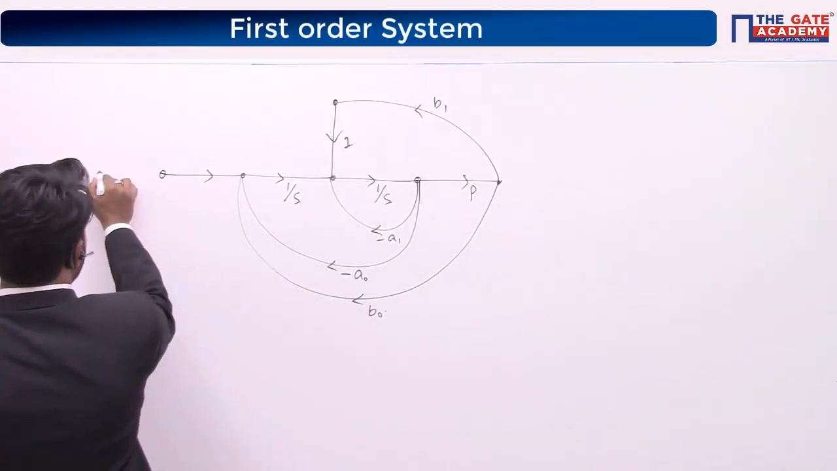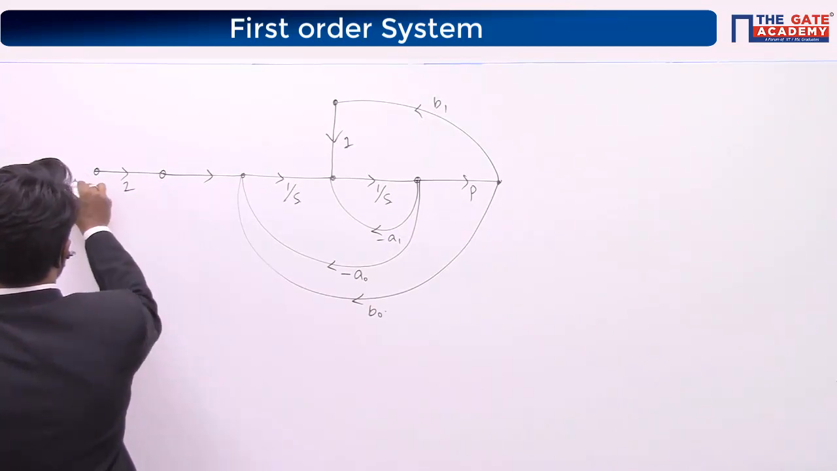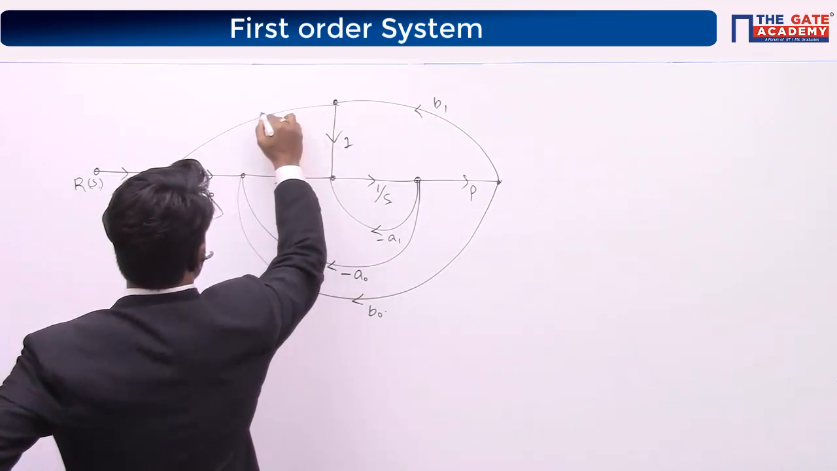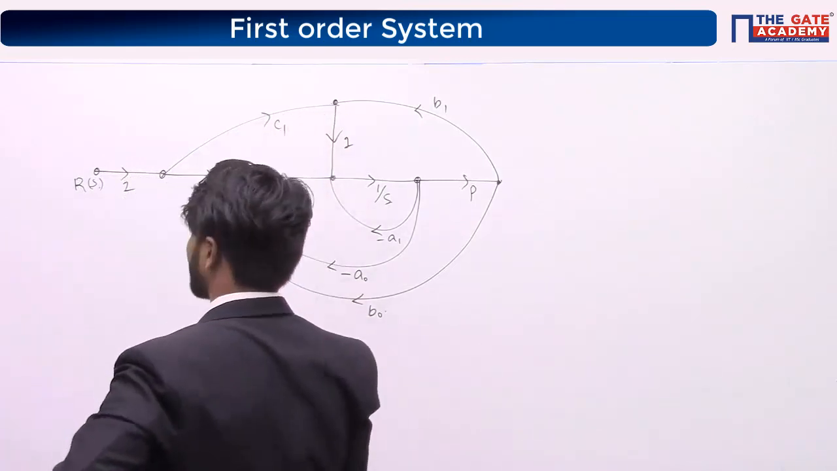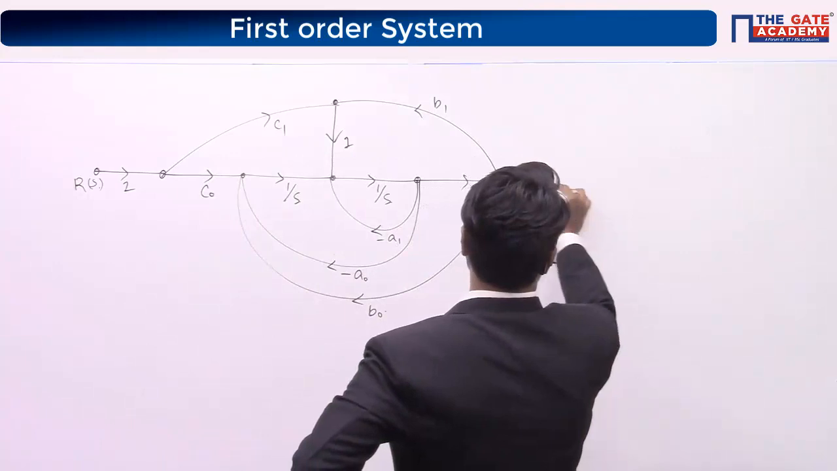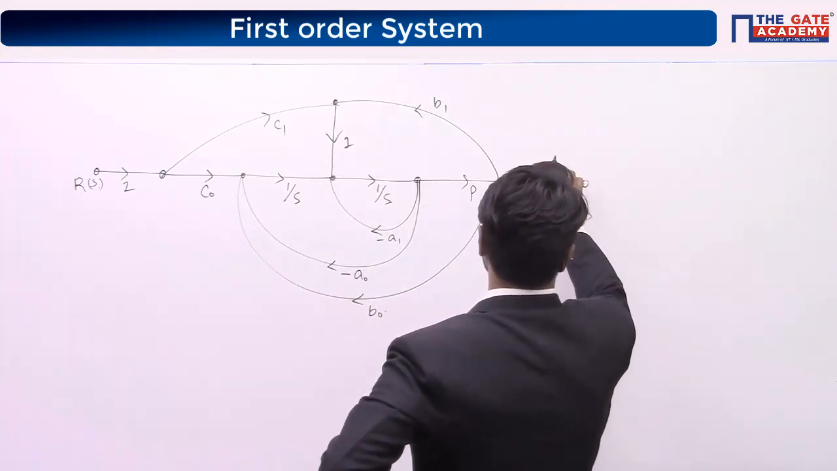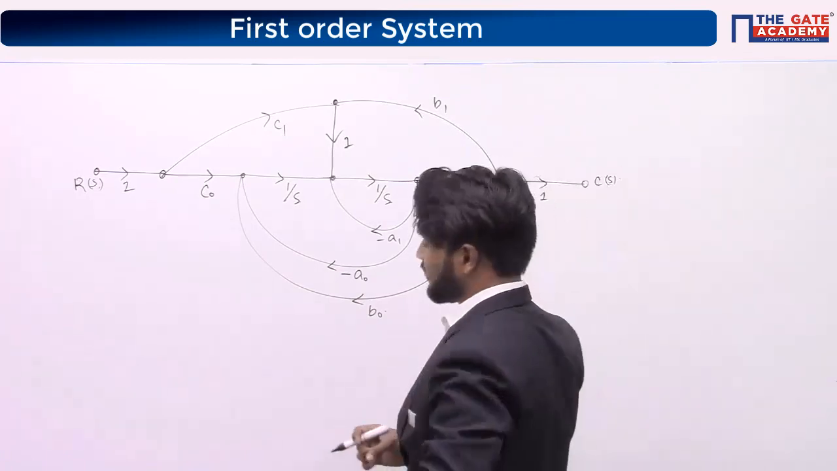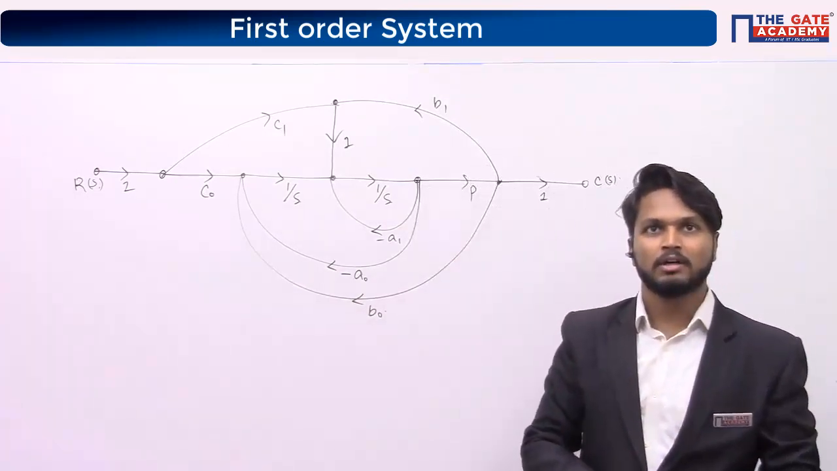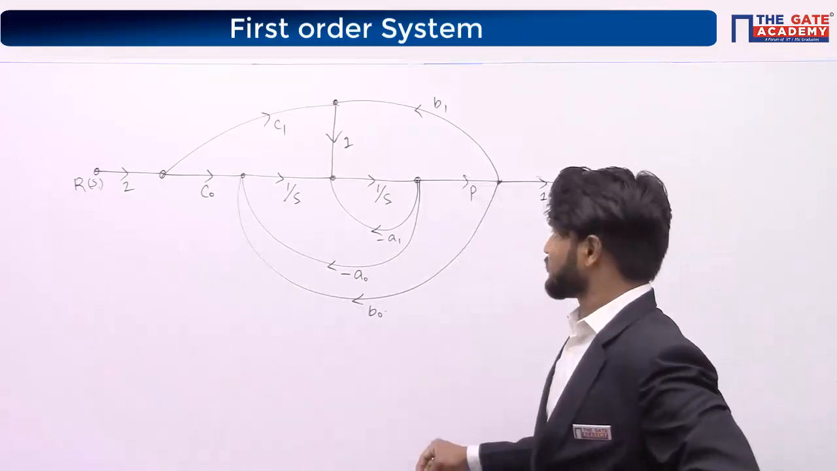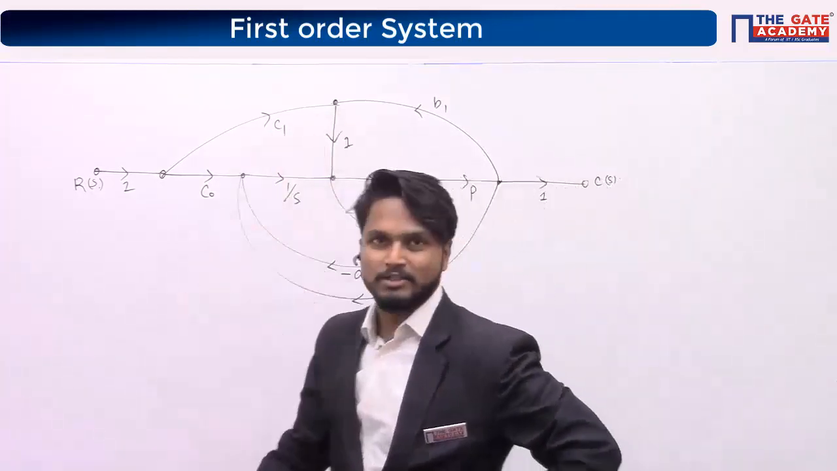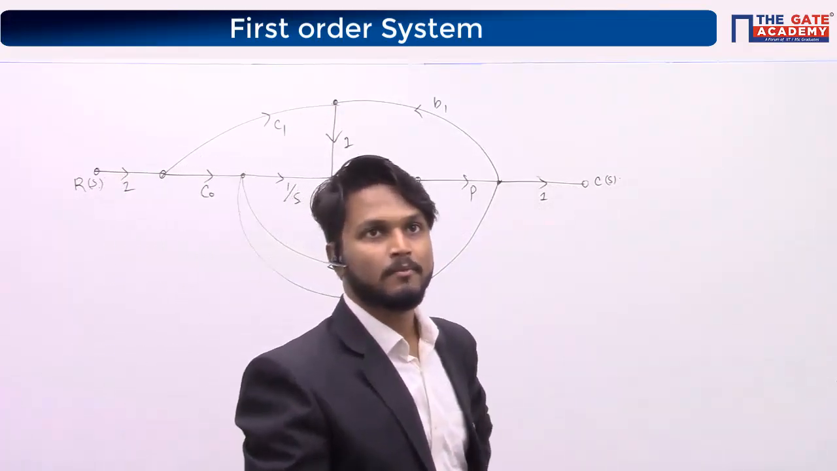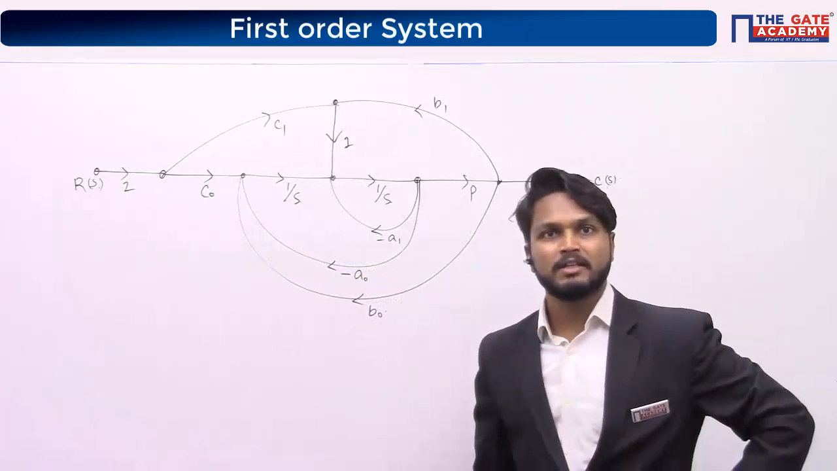So this is where we are giving the input. This is 1, this is R of S, right? This is C0, and this is C1. So this is the signal flow graph for the given block diagram, right? The previous signal flow graph we got was also the same, just a little rearranged, that's it. So did everybody get this signal flow graph?